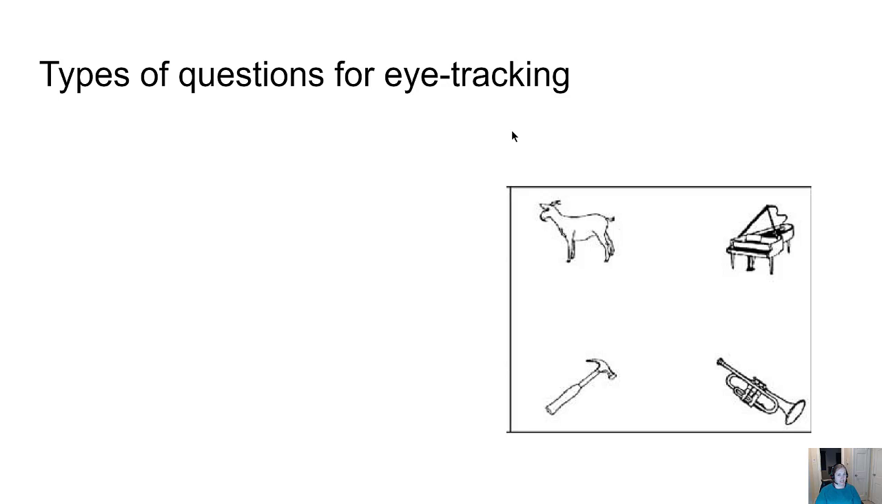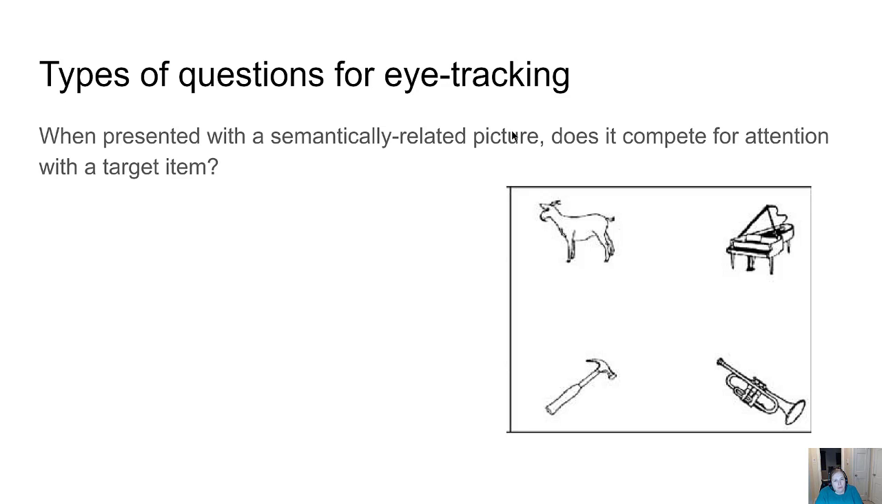Now I'm going to ask you to think about this for a second, and if you read the article, as I hope you did, you'll notice that some of these are more related than others. In particular, the two on the right are musical instruments. So, when presented with a semantically related picture, does it compete for attention with a target item? If I'm trying to get you to look at the piano, but one of your other items is a trumpet, is the trumpet going to compete for your attention because of the semantic relationship between piano and trumpet?